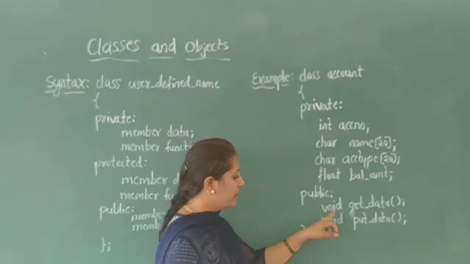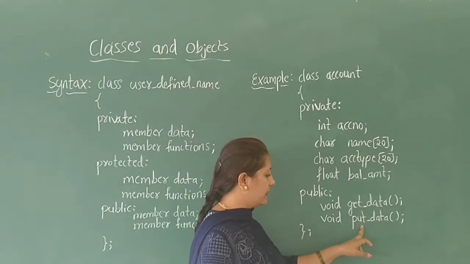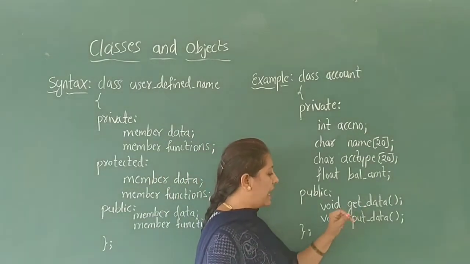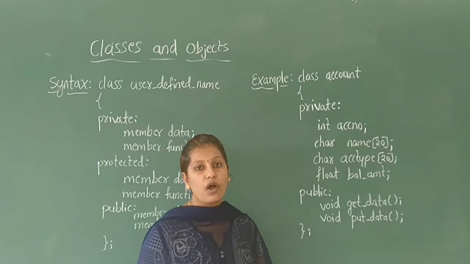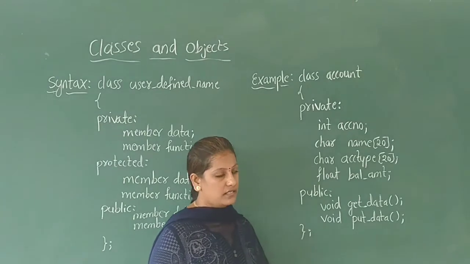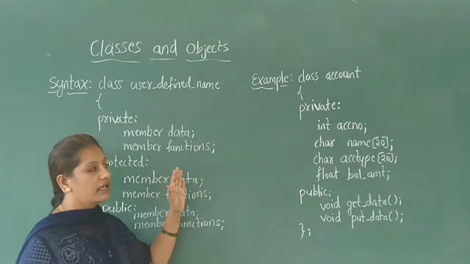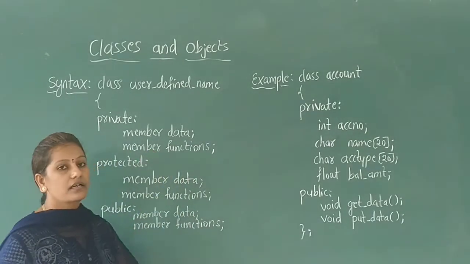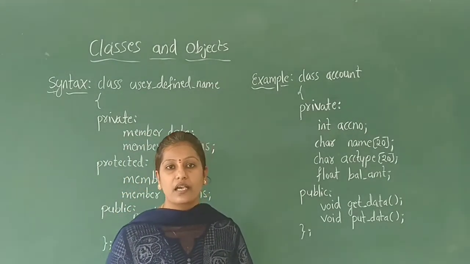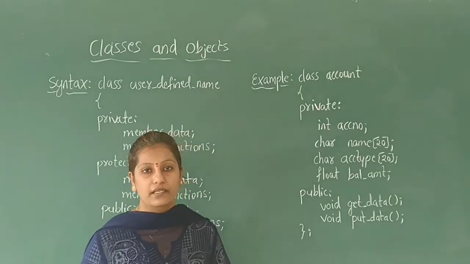Then in the public section, we declared two member functions. One is get data and the other is put data. The get data function is used to input the values, and the put data function is used to output or write the output values of the class. This is a simple example for defining or declaring a class and objects with member data and member functions using three types of specifiers: private, protected, and public.